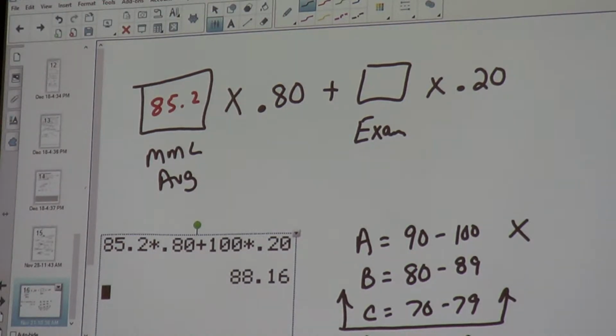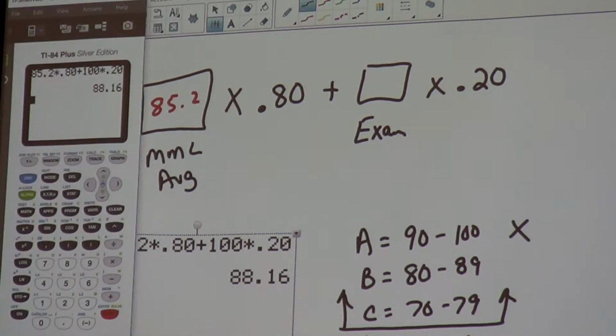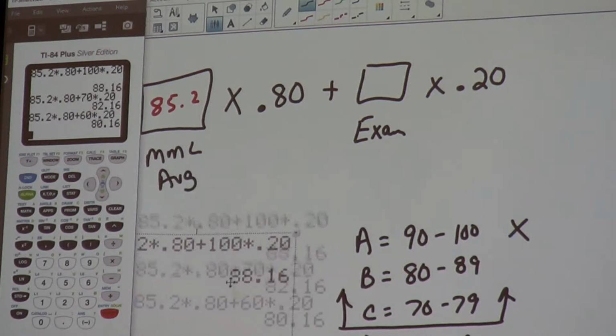So then I say to myself, okay, I know I can't get an A, so let's see what I have to make to keep a B. So I do second enter, I back that thing up, and the only thing I can play with is the exam grade. So let's change the exam grade to a 70. Do I still have my B? Yes. So let's back that up to a 60. Still have my B. Y'all with me?